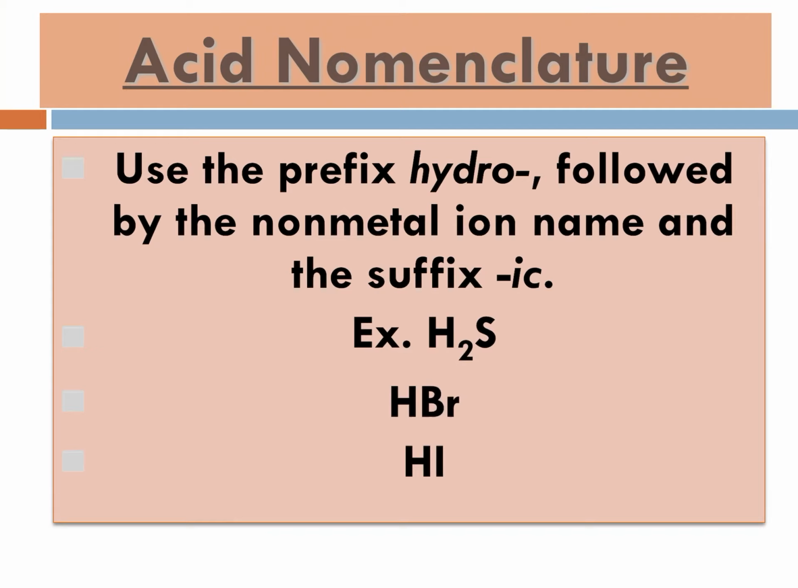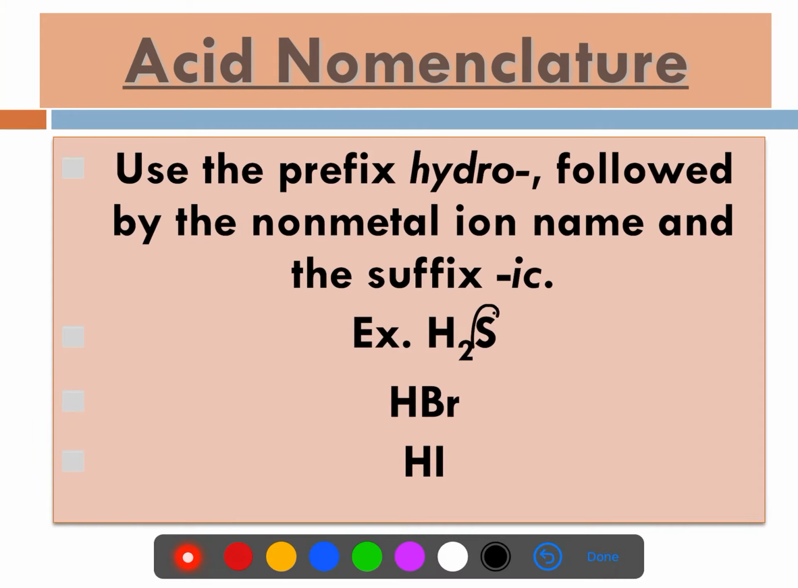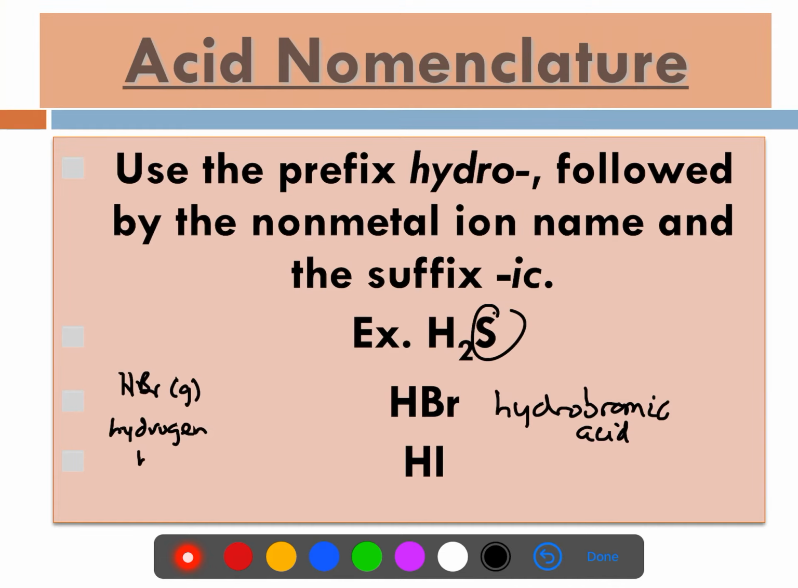So again, the simplest nomenclature we learned at the beginning of the year with acids was if it's binary, make it hydro whatever ic, and the whatever is the non-metal. So the first one is hydrosulfuric. HBr would be hydrobromic, and yes, you do have to include the word acid, because if HBr was a gas, instead of dissolved in a water solution, we would call it hydrogen bromide. And then HI would be hydro, iodine becomes iodic, hydroiodic acid.